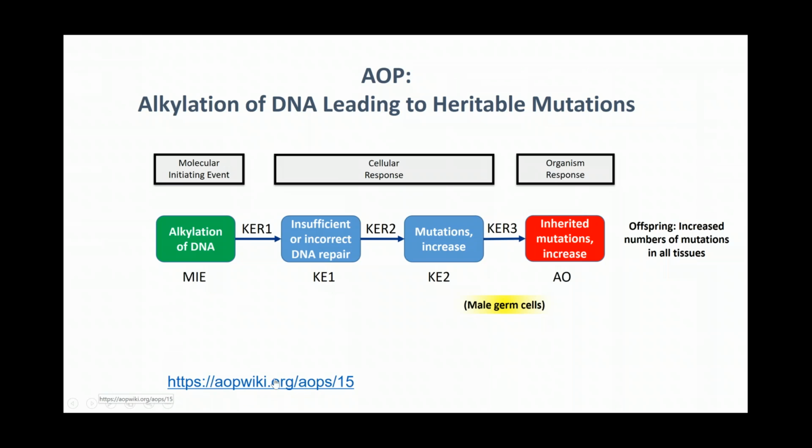You can see at the bottom, if you click that link, it would take you directly to the AOP wiki. So we have alkylation of DNA as our molecular initiating event. KER1 stands for key event relationship number 1, leading to, we called it insufficient or incorrect DNA repair as KE1. There is a lot of information about what pathways are involved in DNA repair in this key event. And in fact, this key event is the one that's evolving the most now as the community builds on this AOP, and this key event has now been renamed. So if you click on the wiki, you'll see that this has a modified name now.